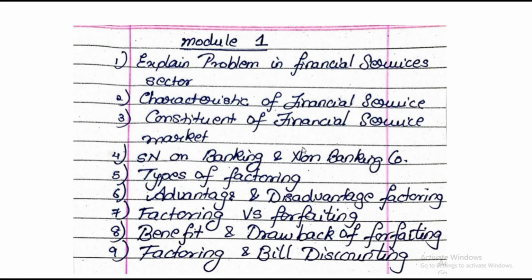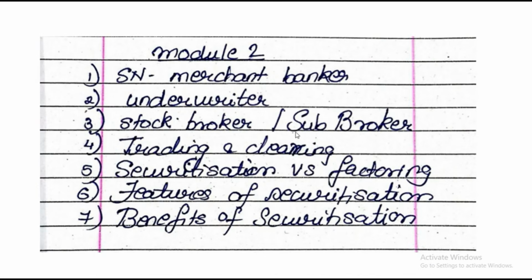Now let us see the second. So we'll note down these 9 topics from the first module. Under the second module, you have these 7 questions which are most important. Number 1 will be a short note based on merchant bankers. Similarly, we'll have a short note on underwriters. Next is stockbroker and subbrokers.